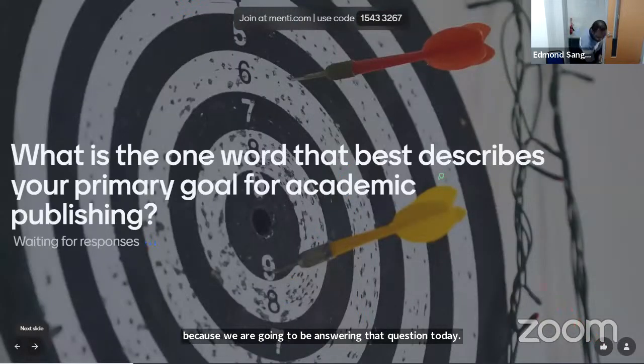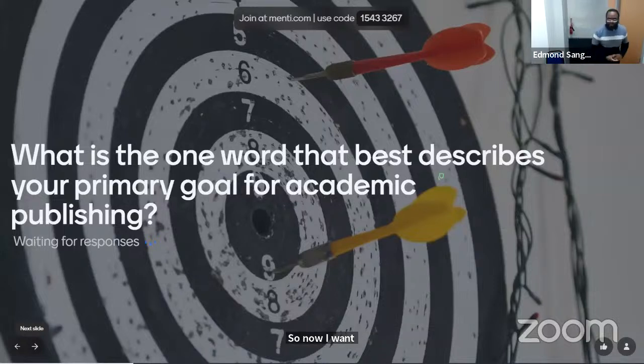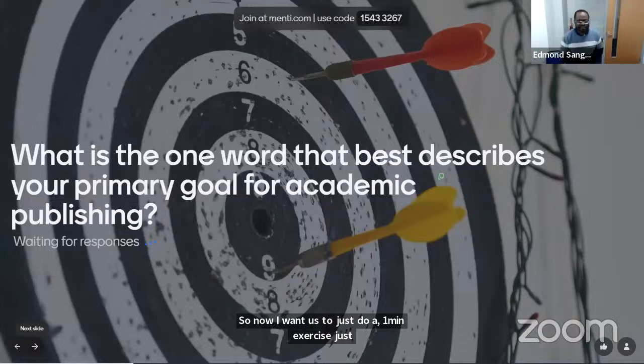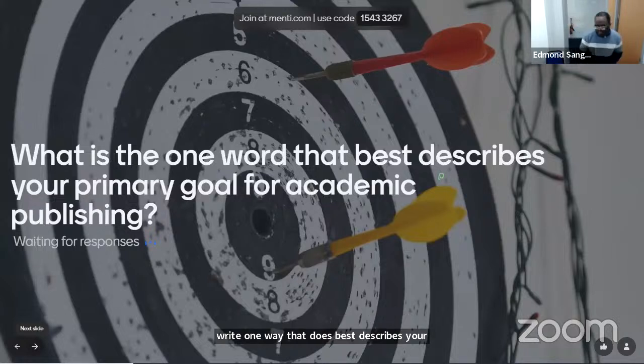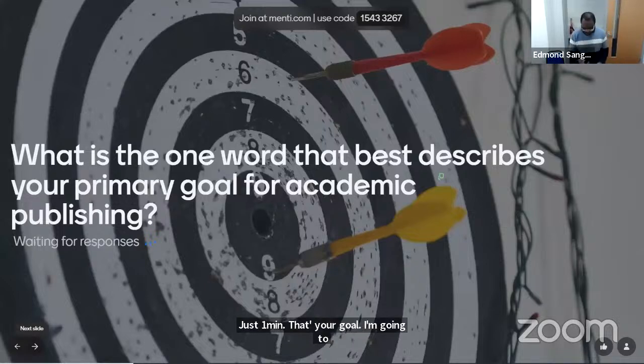So now I want us to just do a 1-minute exercise. Just write one word that best describes your primary goal for academic publishing. Just one word that describes your goal. I'm going to enter my word as well. We all do the same? Yeah.